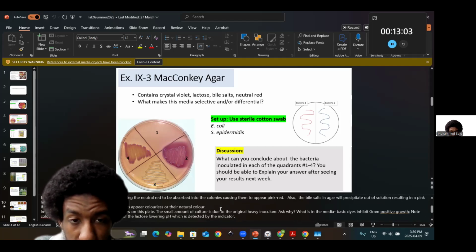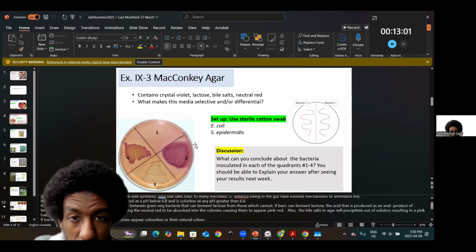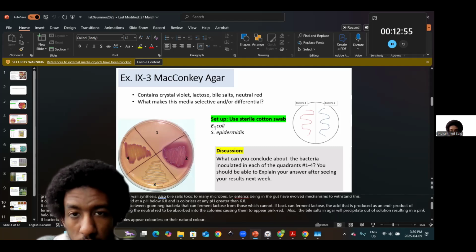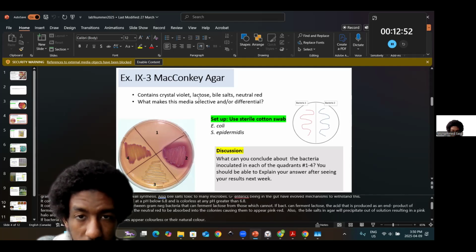So I want you guys to think about these details, and then you can contrast, and you could perhaps predict what types of bacteria perhaps grow here. What did you expect for E. coli versus Staphylococcus epidermidis, right? And so once again, the neutral red with the lactose differentiate bacteria that are able to ferment lactose, and the crystal violet coupled with the bile salts are able to select for the growth of only specific bacteria that are gram-negative.